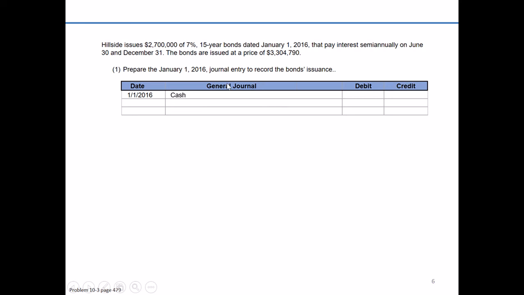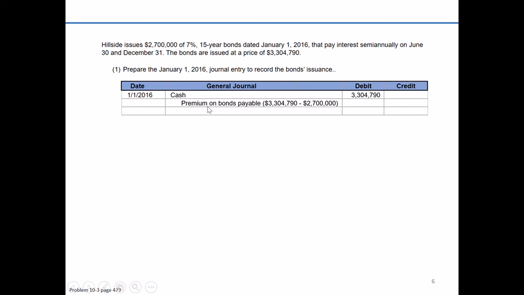We're going to jump into recording the journal entry. We're going to debit cash for the amount received. That's going to be $3,304,790. But this is going to be a little bit different. We have a premium. They're receiving more than the par value or the maturity value that they have to pay at the end of the life of the loan. That's considered to be a premium.